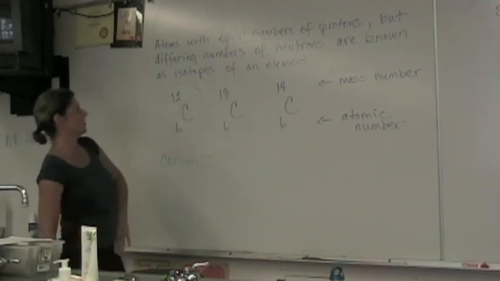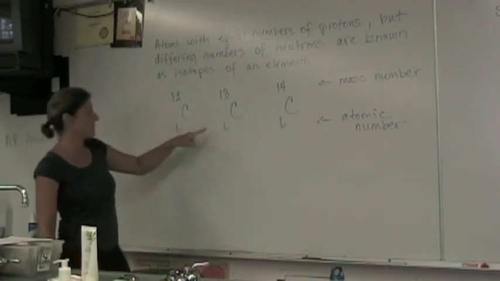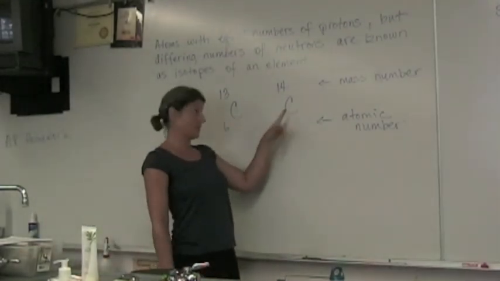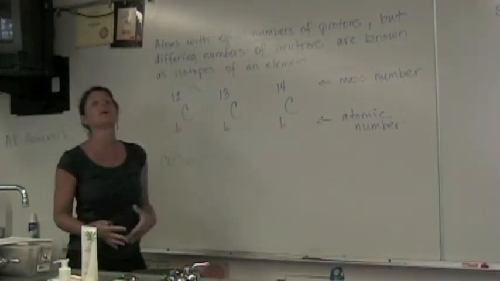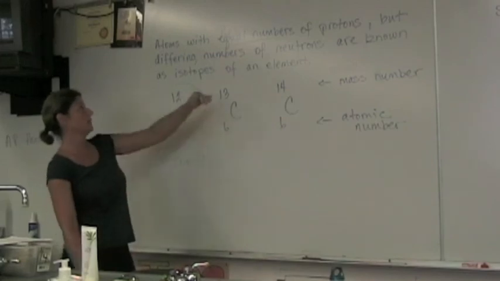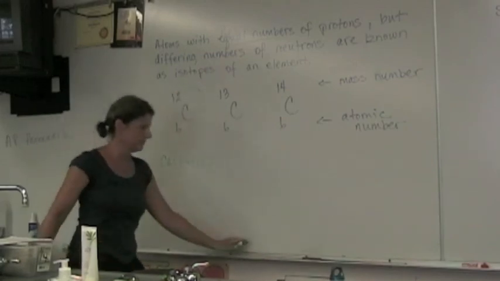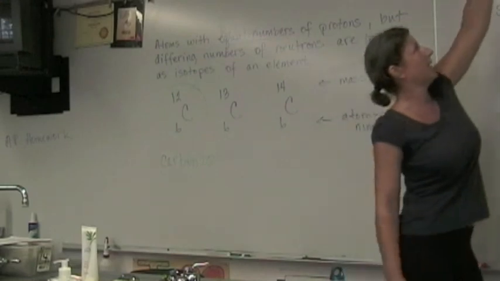Okay, so each isotope of a particular element has the same number of protons, because that's what makes it carbon, but differing numbers of neutrons. Okay, one more thing and we're done for today.